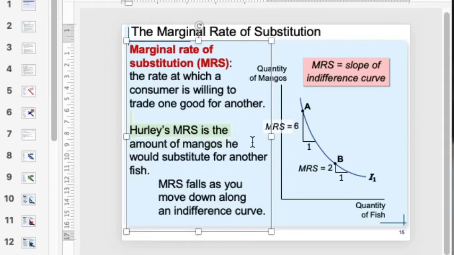Hurley's marginal rate of substitution is the amount of mangoes he would substitute for another fish. For one extra fish he is willing to give up 6 mangoes. That's his marginal rate of substitution. I want to substitute mangoes for fish, then I'm willing to give up 6 mangoes for one additional fish. But as you move downwards, when the number of fish that he has increases, he's saying, I have more and more fish, and fewer and fewer mangoes. So I'm willing to give up fewer mangoes for one additional fish because I already have a lot of fish.